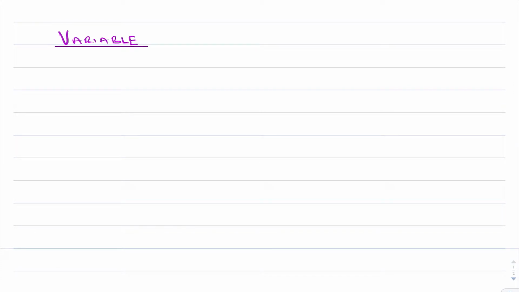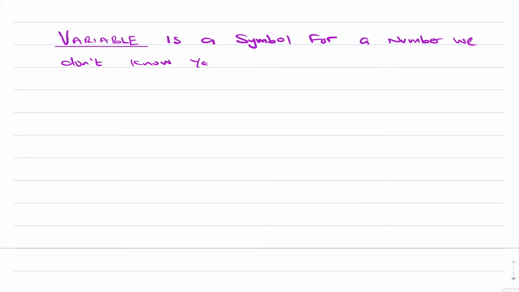Variables. A variable is a symbol for a number we don't know yet. So a variable is a symbol for a number we don't know yet.